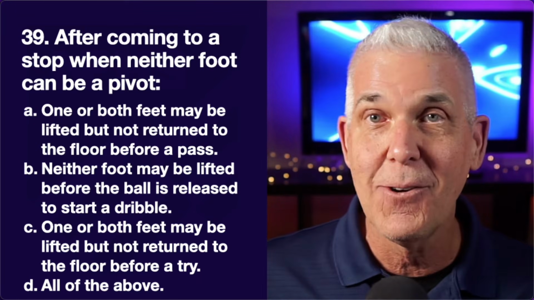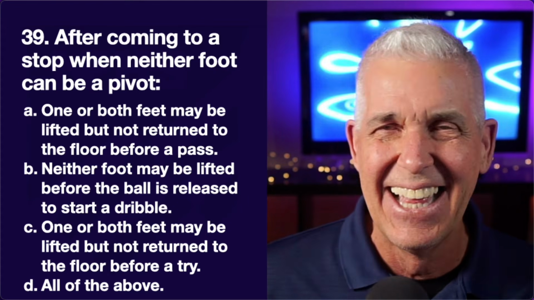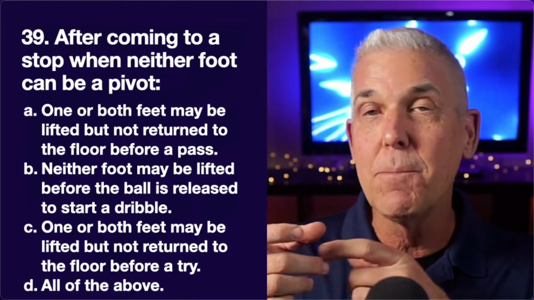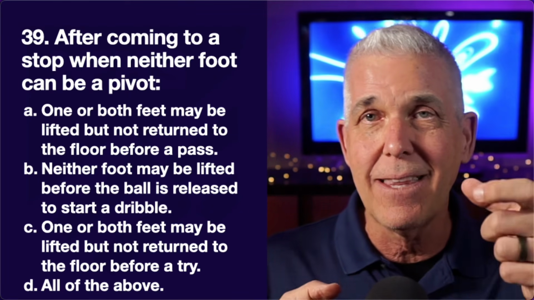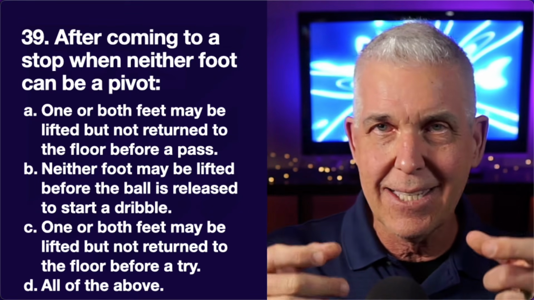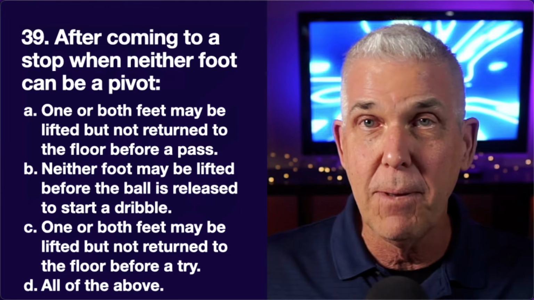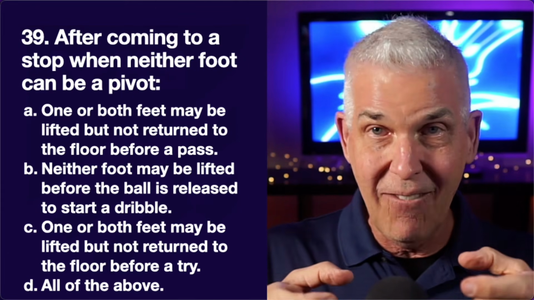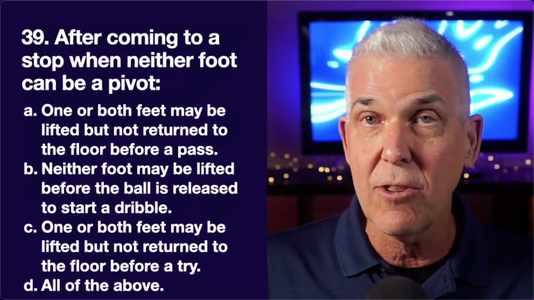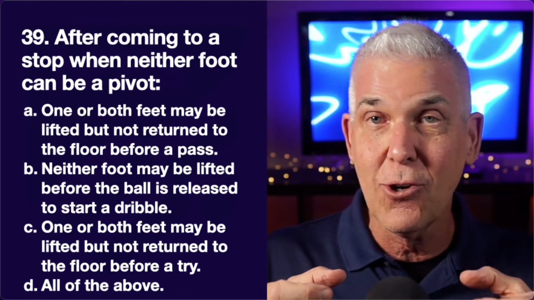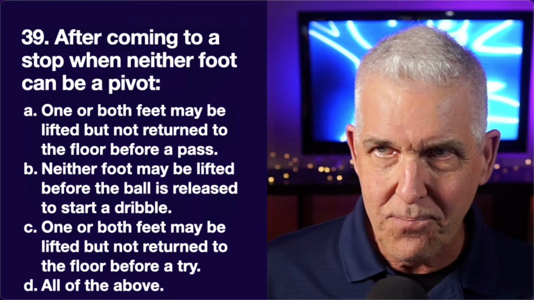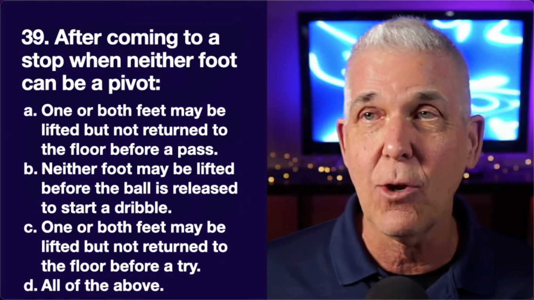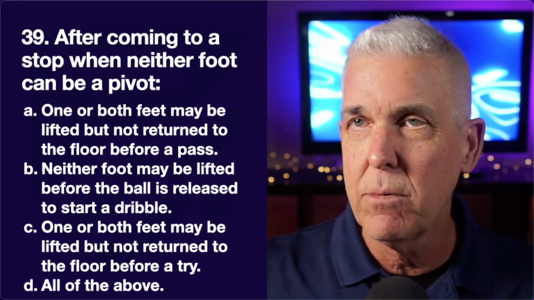This is a lesson we learned relatively recently. While that would establish which foot would be the pivot, this player has not pivoted in this instance by lifting a foot in a situation where neither foot can be the pivot. If they actually pivot, as defined by 4-33, lift the foot and return it to the floor, then it would be a violation. So I'm going to go with A as our correct answer. One or both. Oh, no.